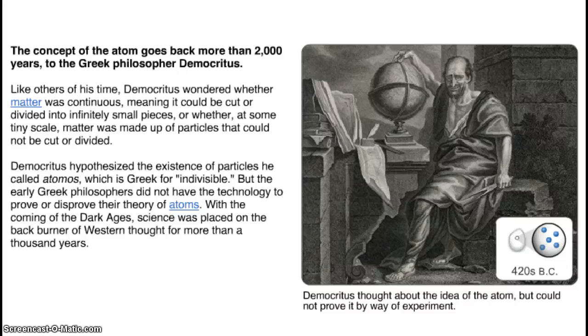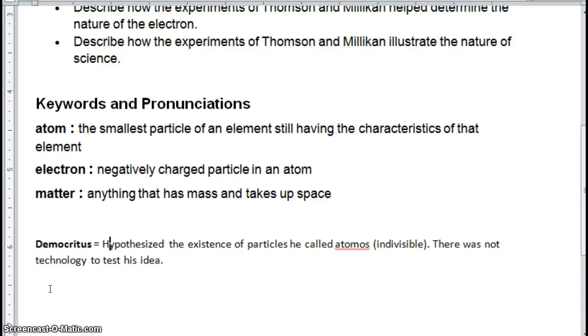But the early Greek philosophers did not have the technology to prove or disprove their theory of atoms. With the coming of the Dark Ages, science was placed on a back burner of Western thought for more than 1,000 years. So I added Democritus to our notes. He hypothesized the existence of particles he called atomos, or indivisible. There was not technology to test his idea.